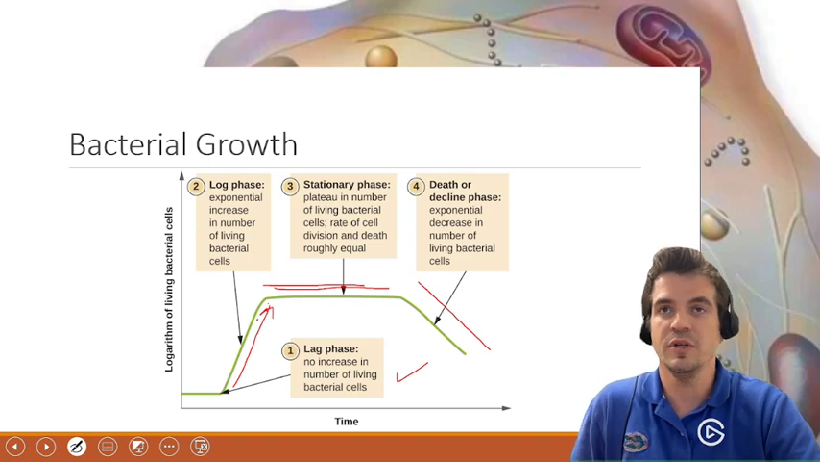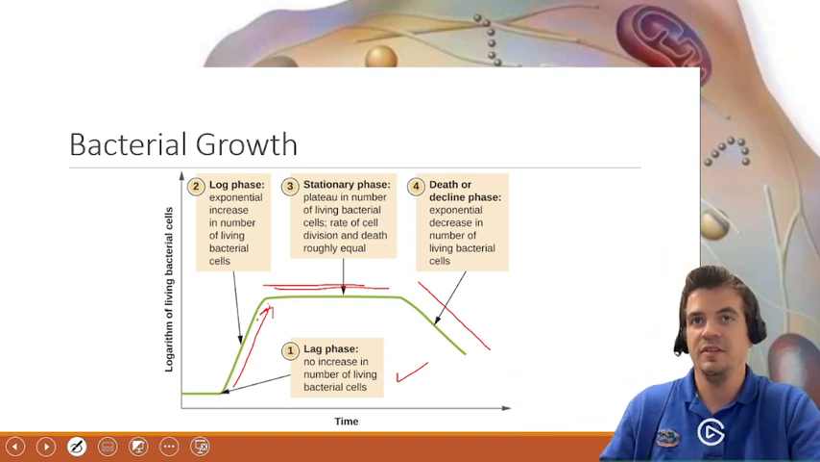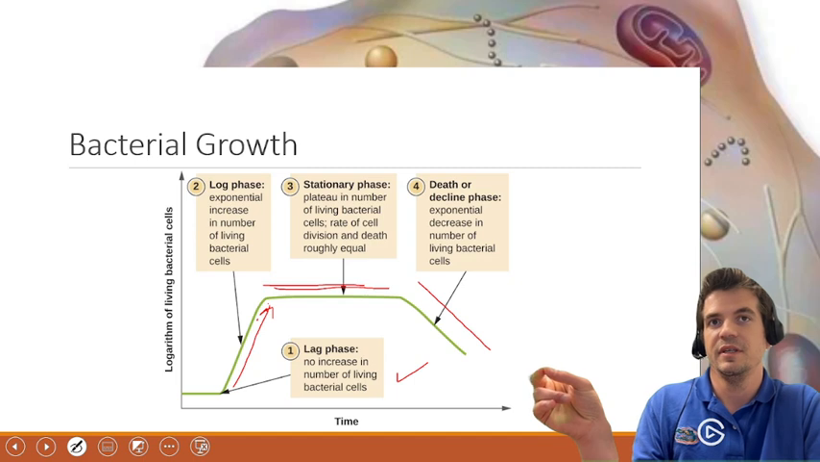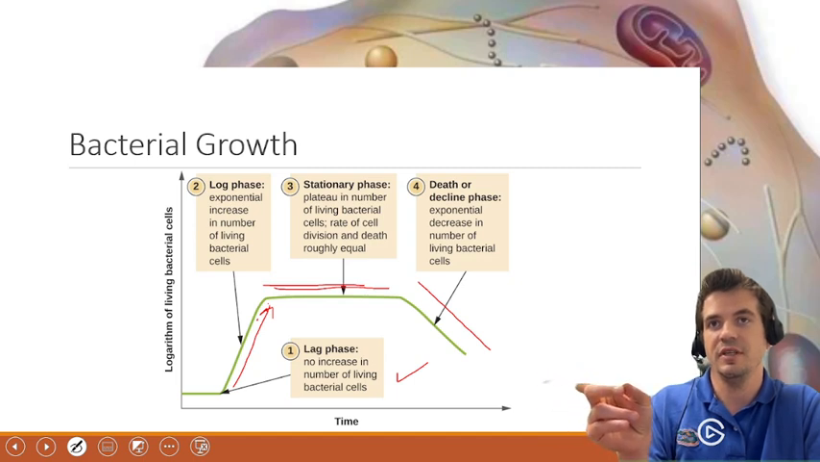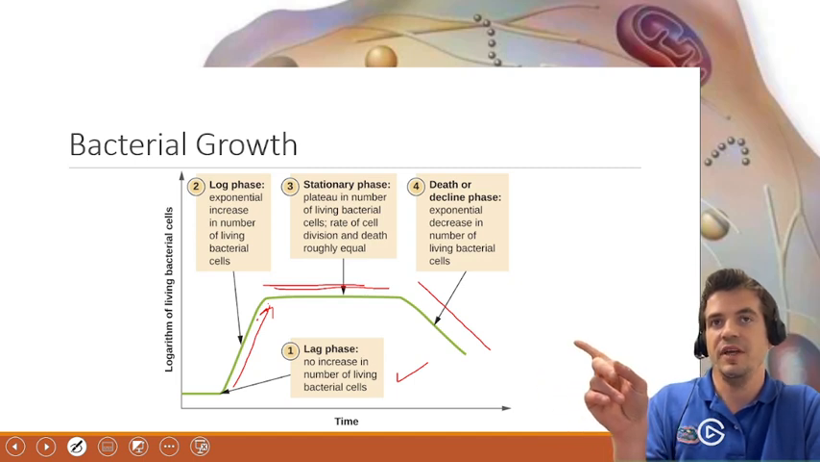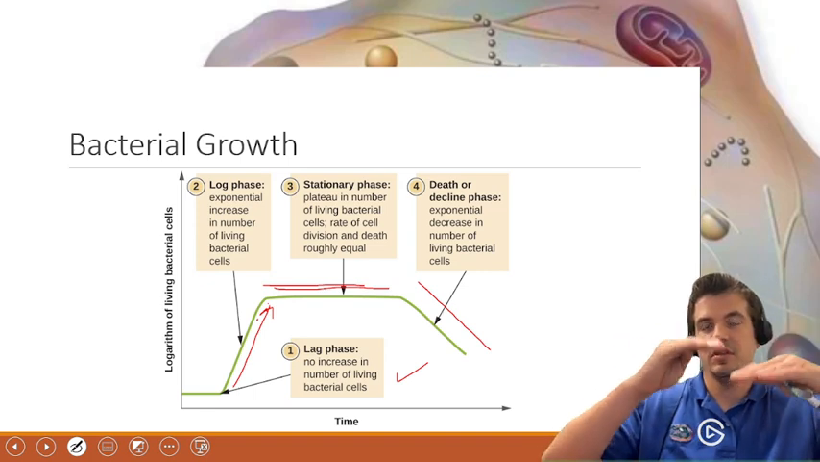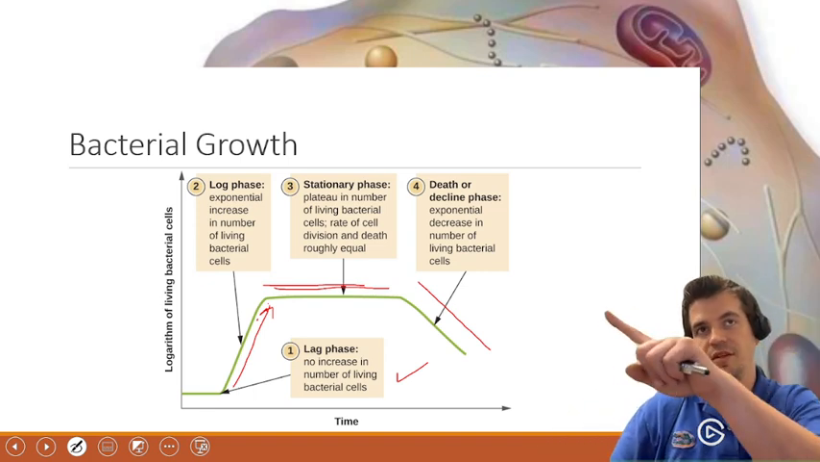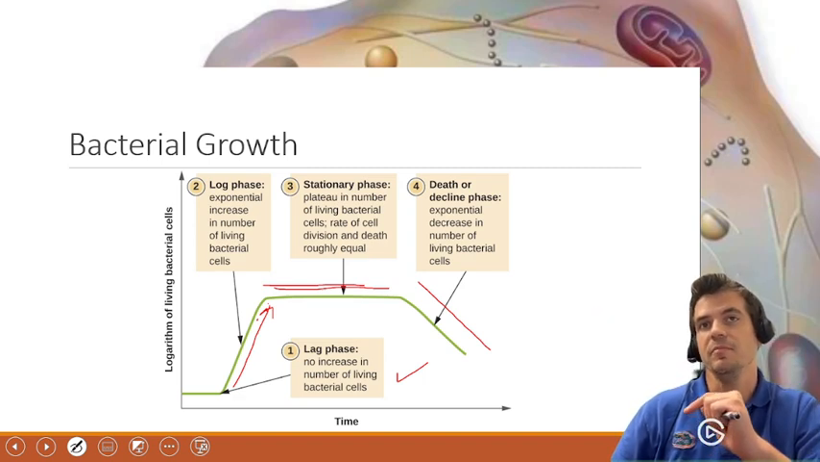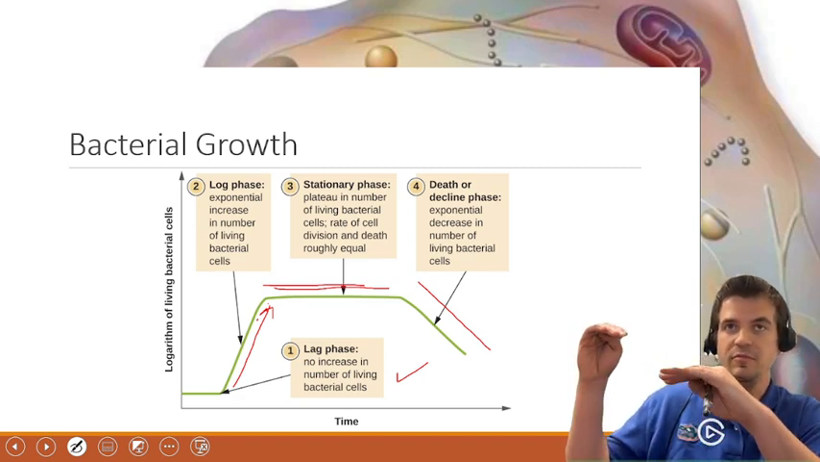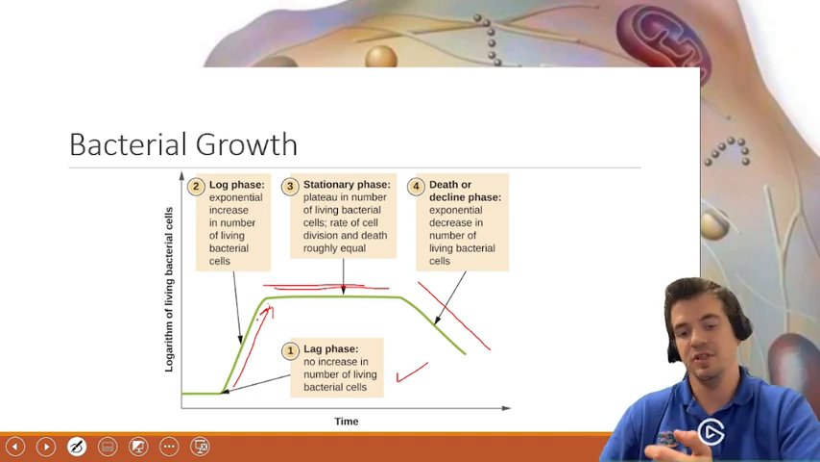So you will want to commit to memory lag phase and what's happening there, right? No cell division is the key there. Log phase is active cell division. Everybody's living happily. Stationary phase, death rate equals life rate, and death phase means that the rate of new cells does not match the ones that are dying.